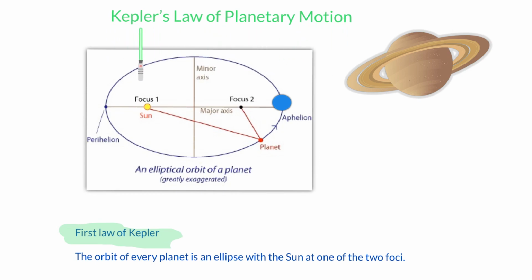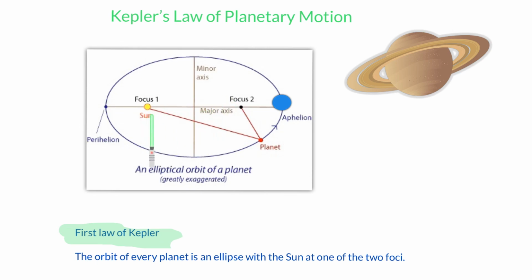As the name indicates, Kepler's laws are regarding planetary motion. There are three laws of Kepler of planetary motion, and the first law states that the orbit of every planet is an ellipse, with the sun at one of the two foci. As we know, an ellipse has two foci, focus number one and focus number two. So the sun will be present at one of those foci.